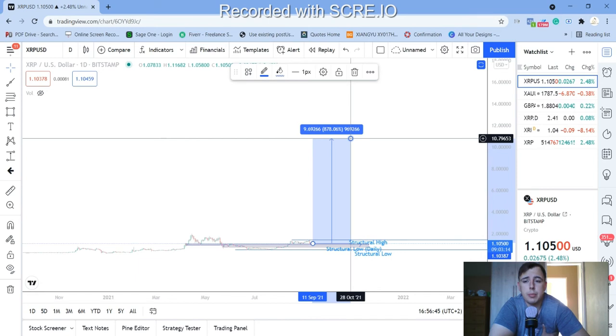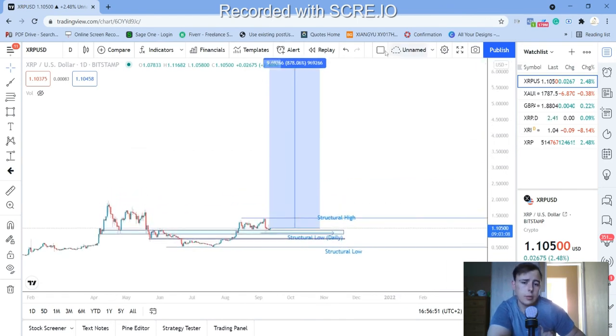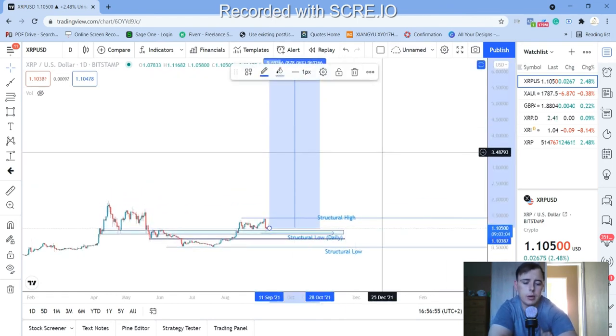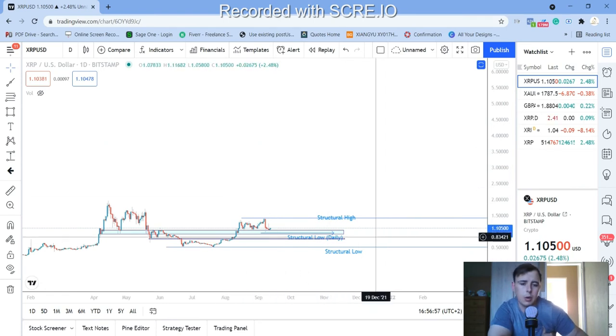Now, that's just my personal opinion, so don't take it as investing advice and all of that. But all I'm saying is, if you are looking at XRP and you're looking to invest in it, don't really stress too much about the price action where we are now.